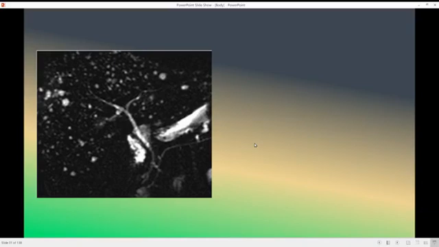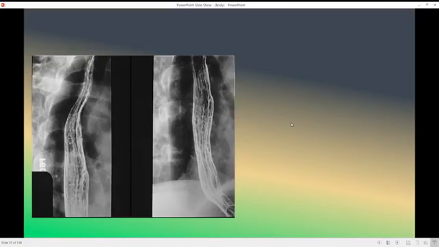Okay, we have the next case. What do you think of the next case? Okay, very good, Muhammad Nasser. Okay, this is a case of biliary hamartomas, and this is the MRCP technique. Okay, we move to the next case.